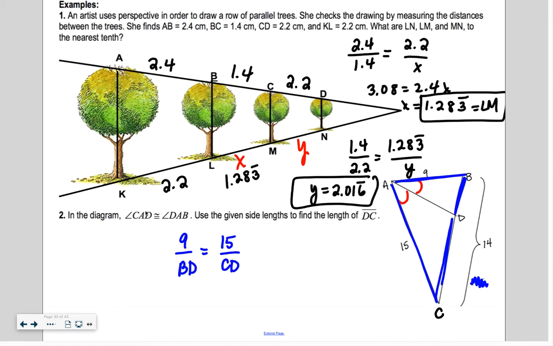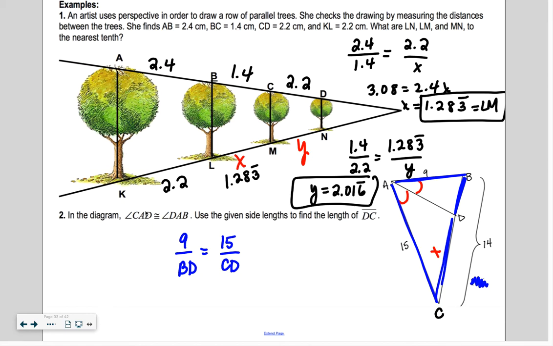Okay, so right now I have two unknowns. I don't know what BD is or what CD is, but I at least know how they're related. So what number am I not using that I need to use? I use 9. 14, do you guys see it? So what we have to do is think about one of these being x. I don't care which one's x. So we're trying to find the length of DC. I would probably make that x.